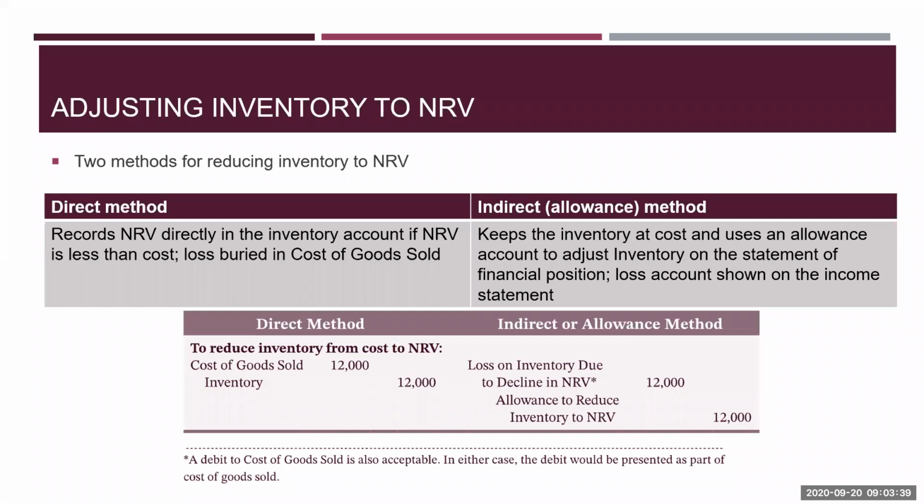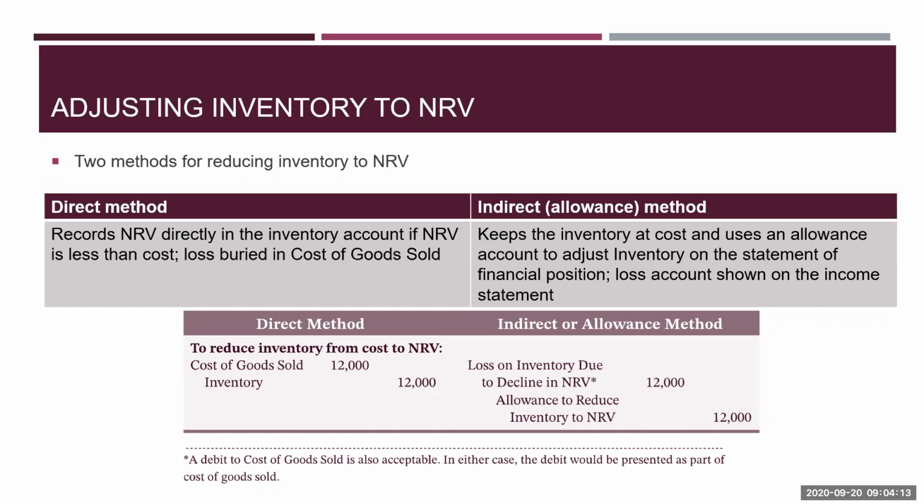It's just how we would account for it. So we will credit an allowance account to reduce the inventory to net realizable value, and we would debit a loss account, not the cost of goods sold. Regardless whether the company follows the direct or the indirect method, the impact onto your financial statements is going to be the same. Cost of goods sold goes to your income statement, so would the loss on inventory account. Inventory account goes to balance sheet, and so does the allowance for inventory account.